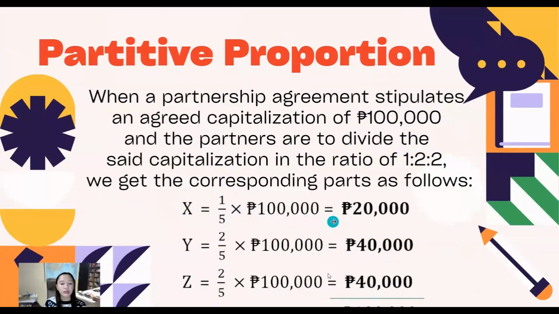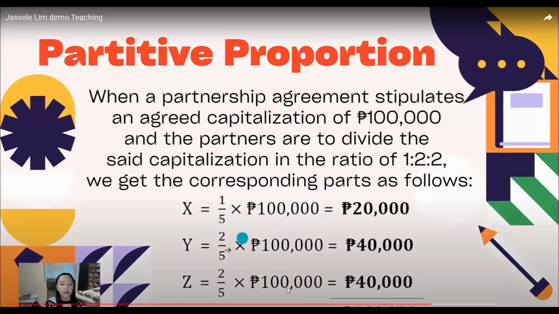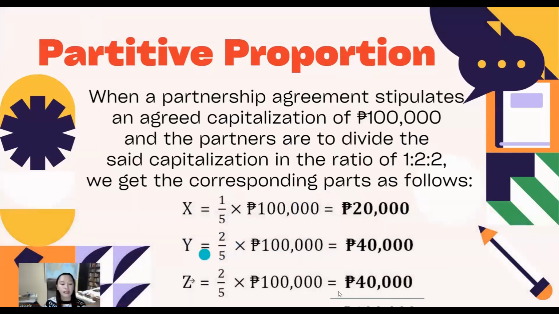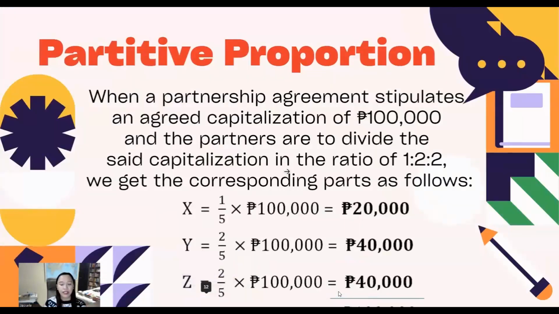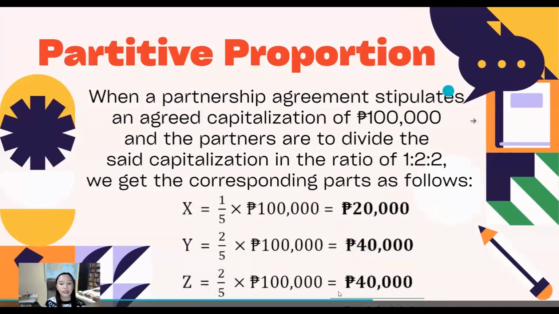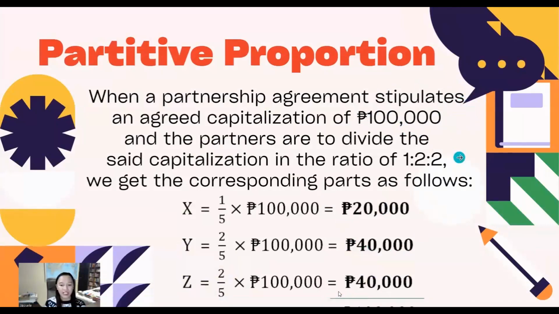So the total capital share that you will spend is 20,000 pesos. For the second one, 2/5 multiplied by 100,000, that is 40,000. And the last one, 2/5 multiplied by 100,000, that is 40,000. All right, so a total of 100,000 for the agreed capitalization, because of the ratio 1 is to 2 is to 2. All right.